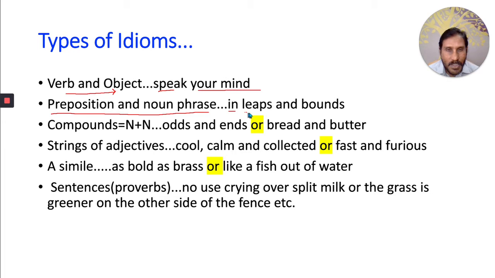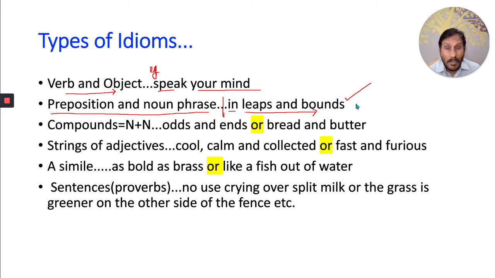In leaps and bounds. Anything that happens quickly, leaps and bounds. The first part is the structure and the second part is the idiom. This is the example and this is the idiom. In leaps and bounds is something which happens very fast. Suppose a team scores 100 runs in 10 hours, that is, they made the runs by leaps and bounds.